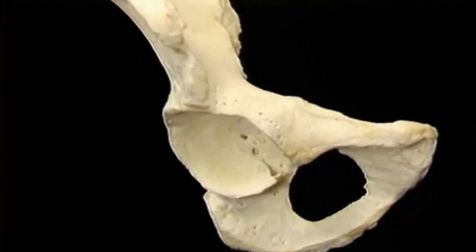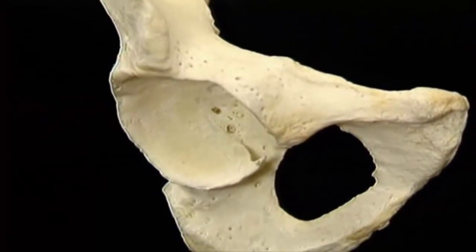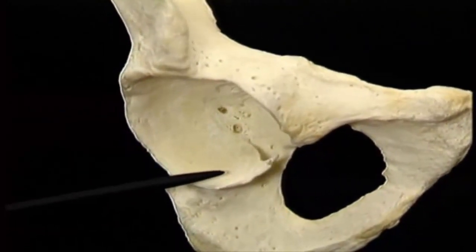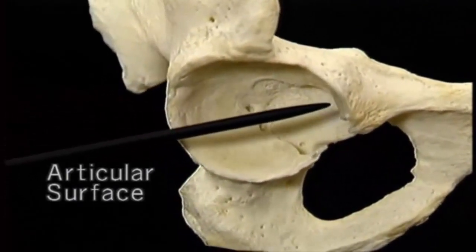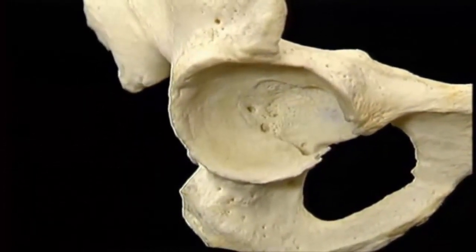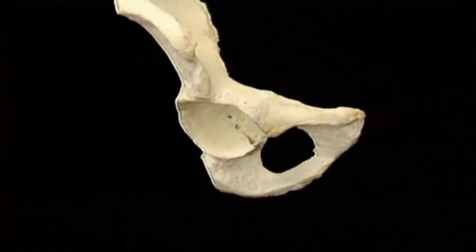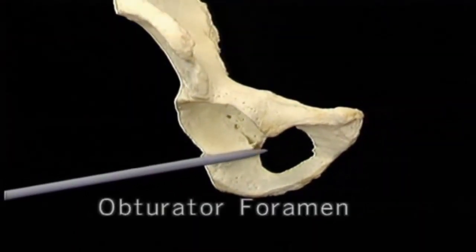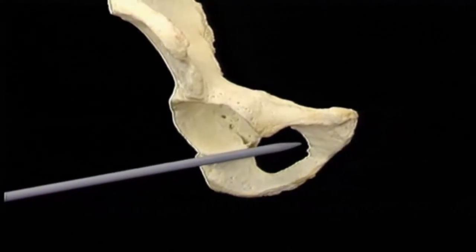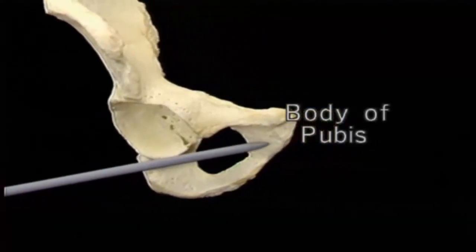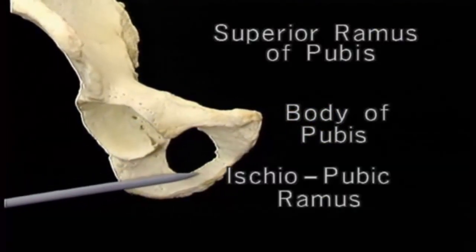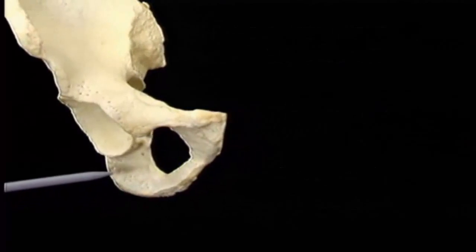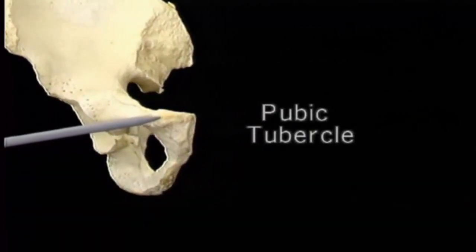The socket for the hip joint is called the acetabulum. This broad, smooth area is the articular surface. We'll see it again in a minute with the articular cartilage intact. The big hole in the lower part of the hip bone is the obturator foramen. This is the body of the pubis, this is the superior ramus of the pubis, and this is the ischiopubic ramus. This prominence is the pubic tubercle, to which the inguinal ligament is attached.